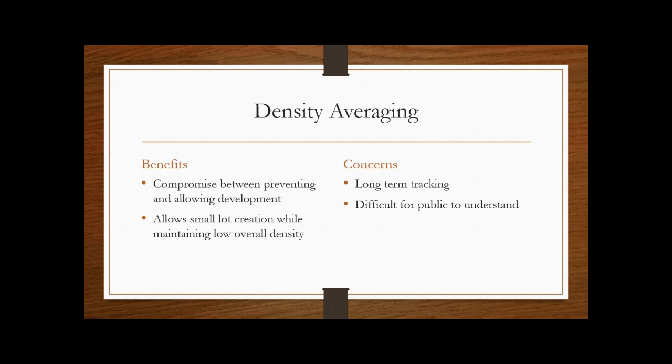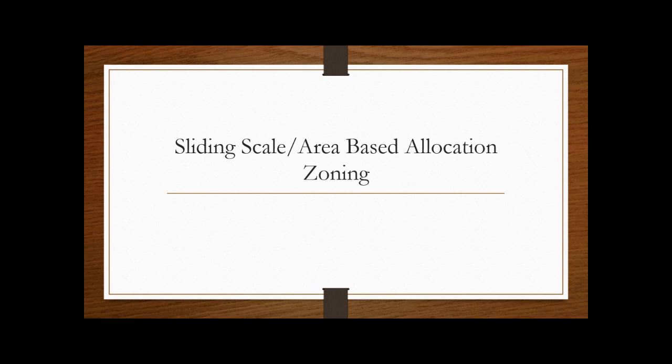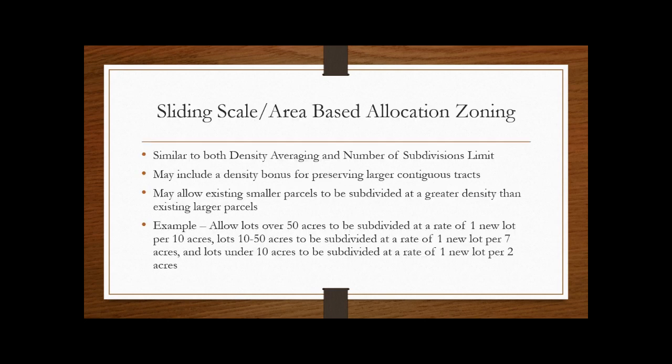The next is called sliding scale or area-based allocation zoning. It's very similar to density averaging and number of subdivisions. So with a sliding scale or area-based allocation, you can include a density bonus for preserving a larger contiguous tract of land. So maybe in that scenario we were talking about where you had 100 acres and you were aiming for one lot per 10 acre density, if you preserve one of those lots as 90 acres, you allow more lots to be created on the small piece that's remaining to encourage the preservation of a larger contiguous tract.